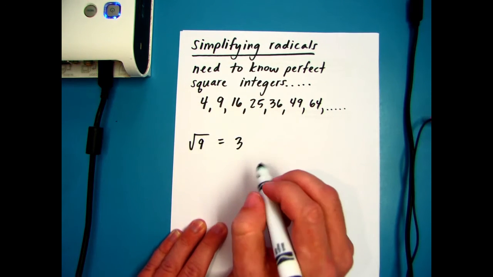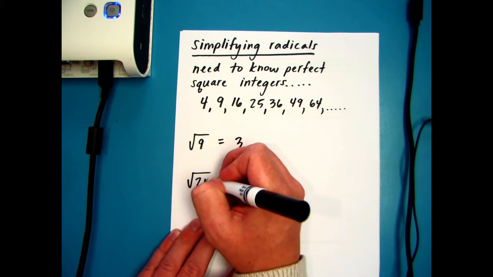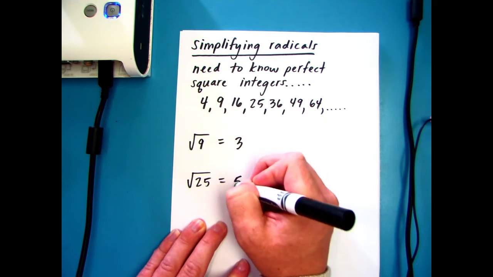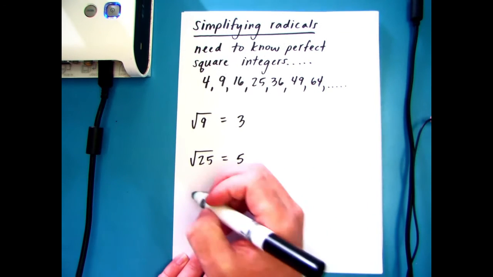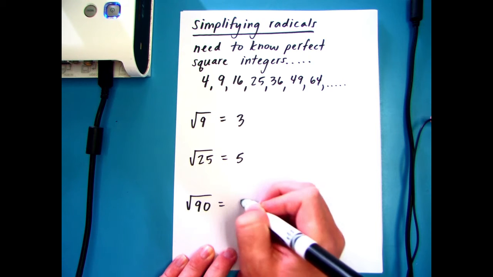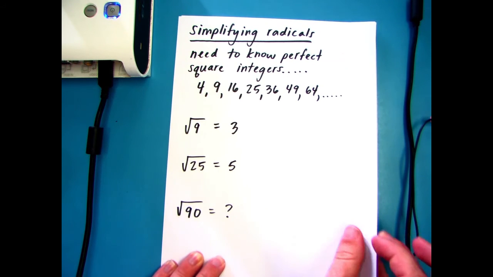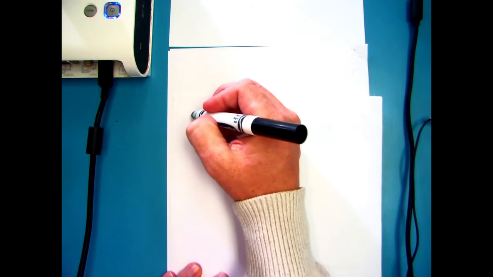Obviously, if you come across the square root of one of these perfect squares, those are pretty straightforward. Square root of 9 is 3. Square root of 25 is 5. So those are ideal when we have perfect squares. But what happens when you have a problem like square root of 90? 90 isn't a perfect square, so how do we simplify that?